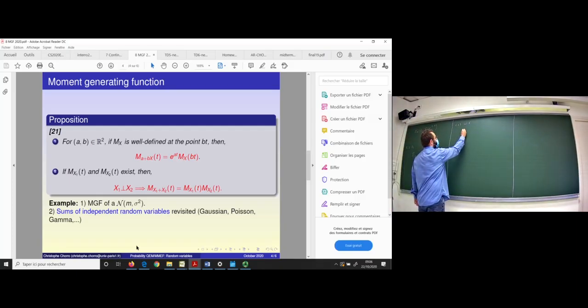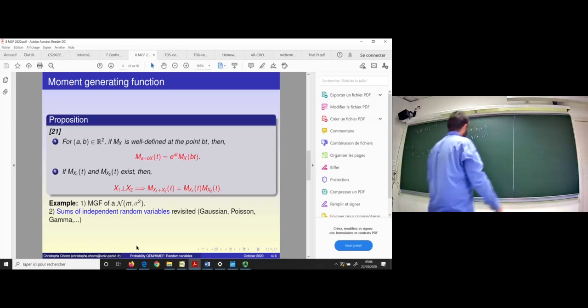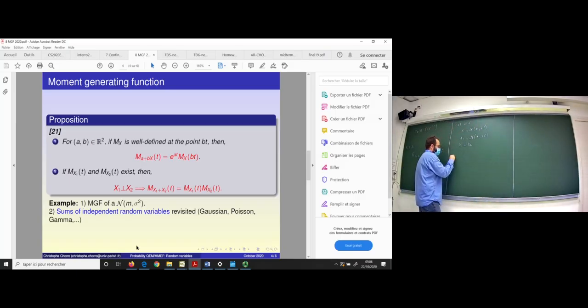If I have X1 that follows N(m1, sigma 1 squared), and X2 that follows a Gaussian with mean m2 and variance sigma 2 squared, and I suppose them to be independent, I want the distribution of X1 plus X2.